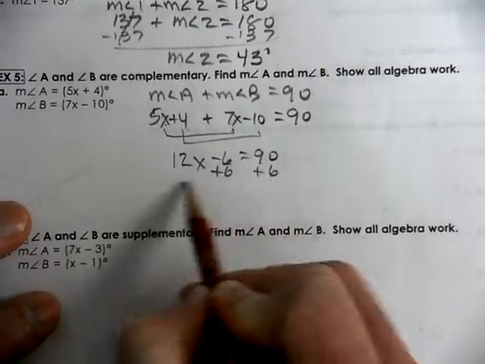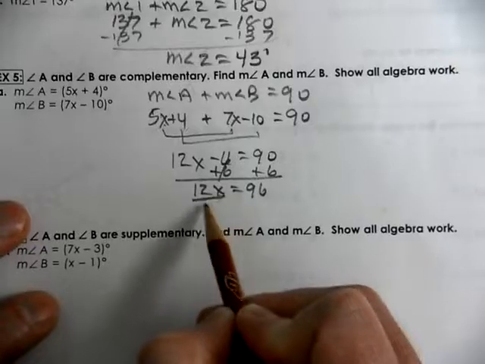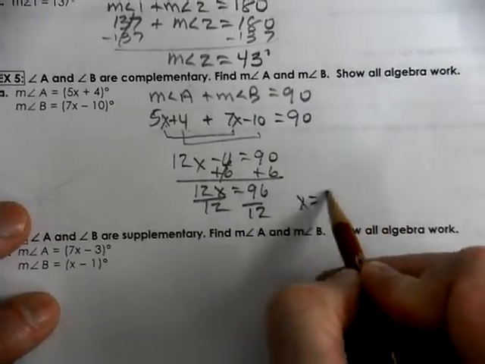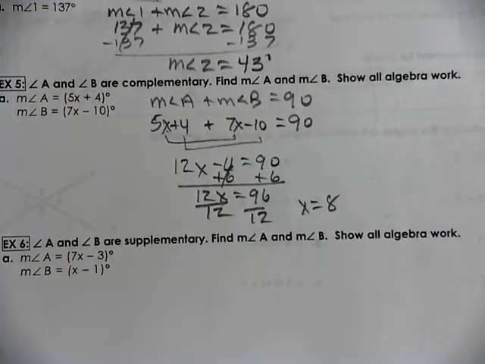Add 6 to both sides. That's 12x equals 96. And I believe when we divide by 12, that comes out to be 8. So x is 8. We get all excited and we bubble in 8 on our final exam. And you don't get any credit for that.